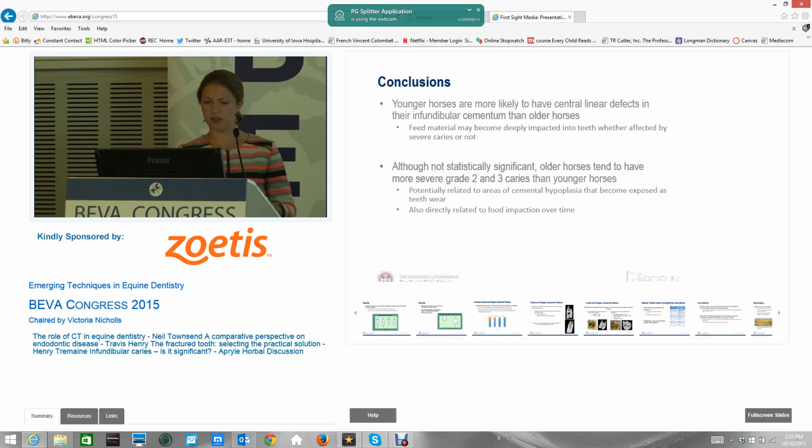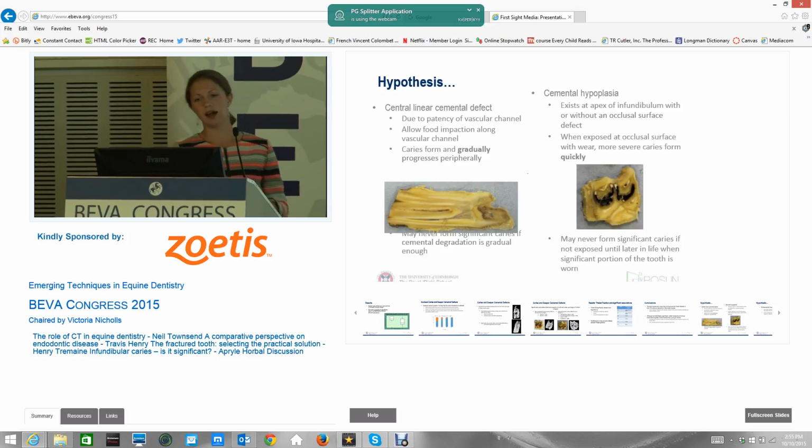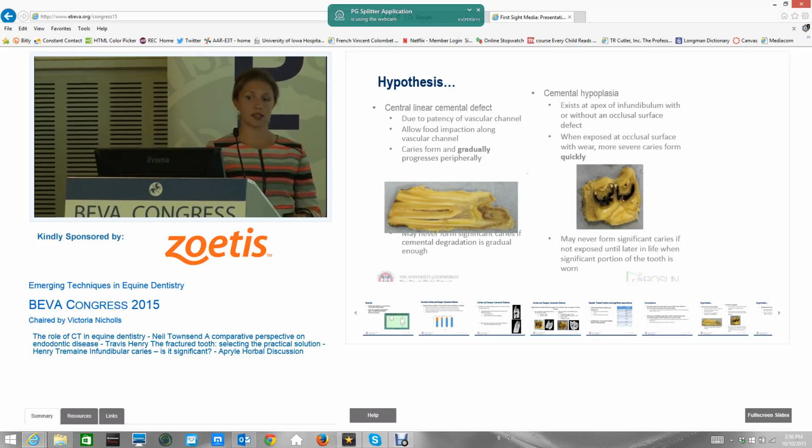So as far as a hypothesis is concerned, is what occurs and why these defects occur and why they matter, I propose that central linear defects, which are due to these vascular channels being patent, allow food impaction along the vascular channel, of course, but since it's such a small area, they form caries gradually that progress peripherally in the tooth. And this may never become significant if the cemental degradation is gradual enough. As well, cemental hypoplasia that exists at the apex, whether or not there's an occlusal surface defect, may become exposed when the tooth wears to that point, as we said.